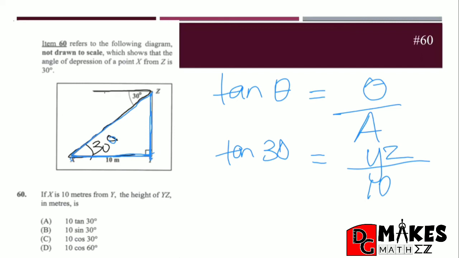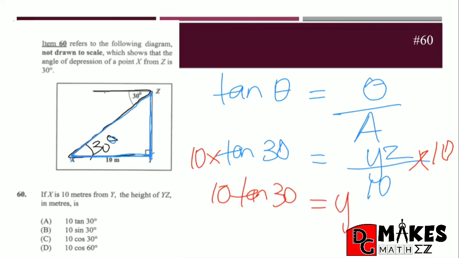We want YZ, which means we are solving this equation to make YZ be by itself on the right-hand side. So we go times 10, times 10, and now we have 10 tan 30 being equal to YZ. And let's not forget our degrees. So our answer would have been A.